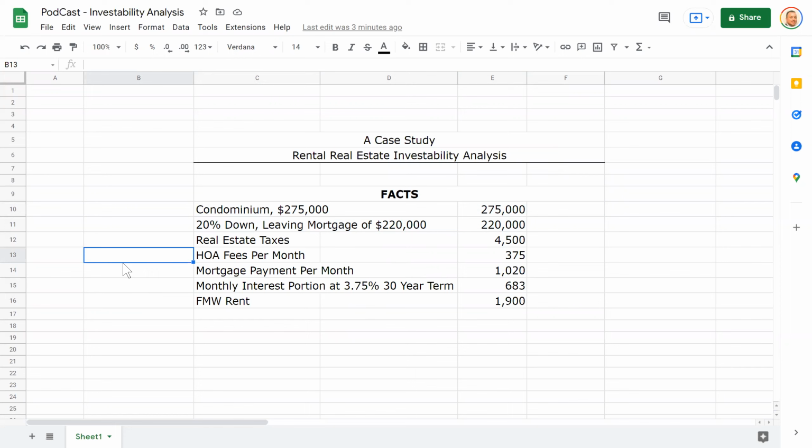The HOA fees are $375 per month. The mortgage payment per month is $1,020. The interest portion is $683. The fair market value rent is $1,900.